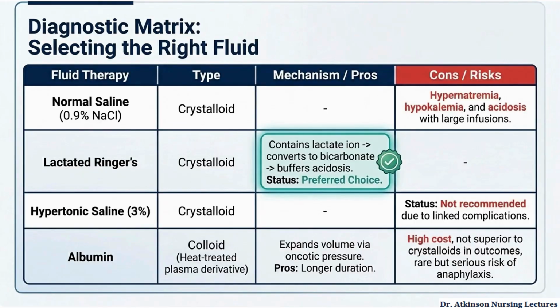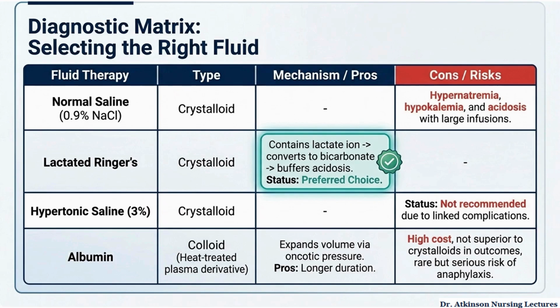This matrix is your fluid selection reference. Commit to the key clinical facts on each row. Normal saline, crystalloid, yes. But with large infusions, you risk hypernatremia, hypokalemia, and a non-anion gap acidosis. That's a real clinical complication in aggressive resuscitation.